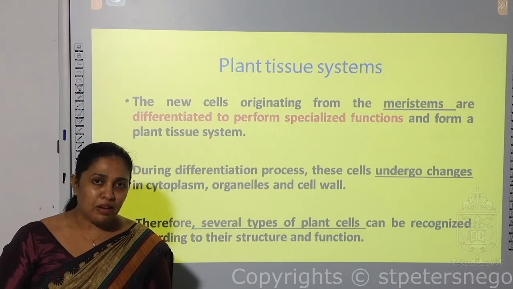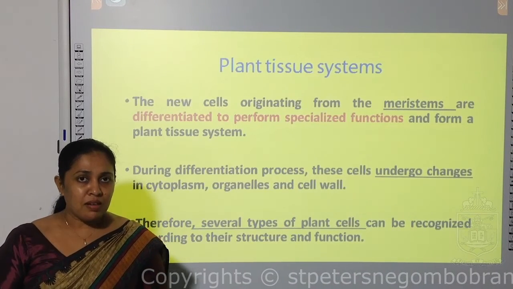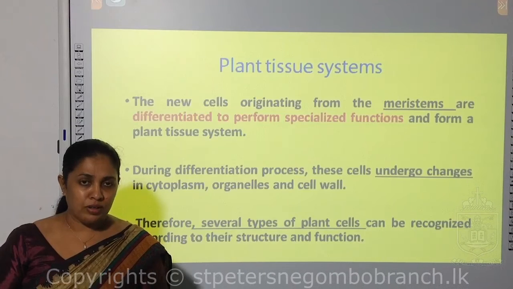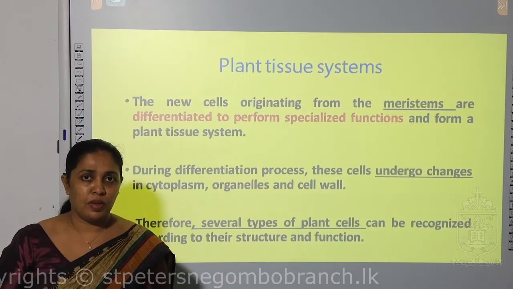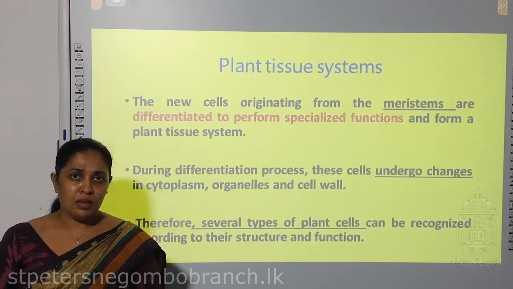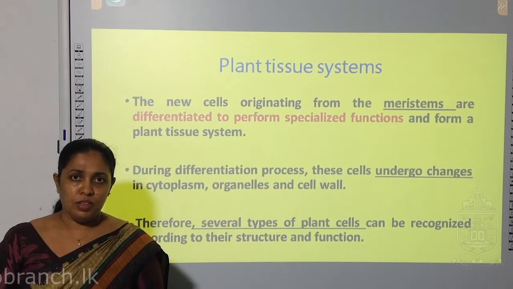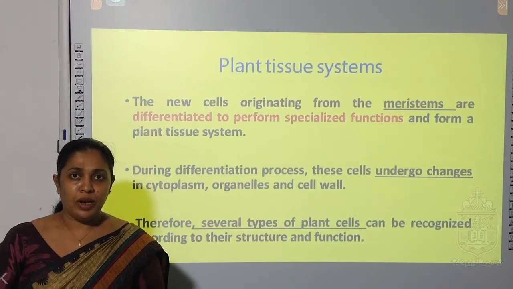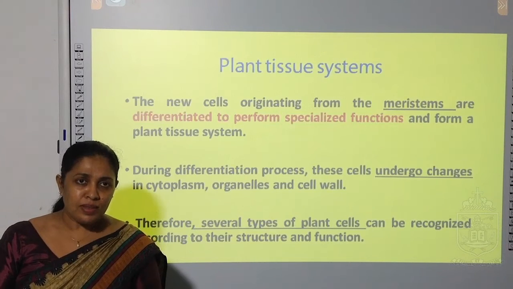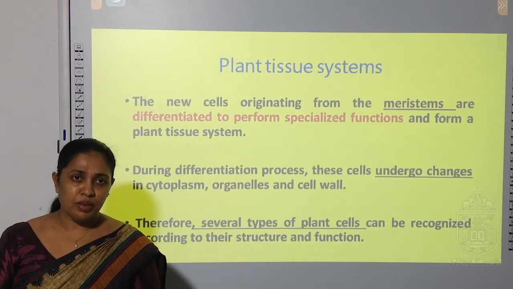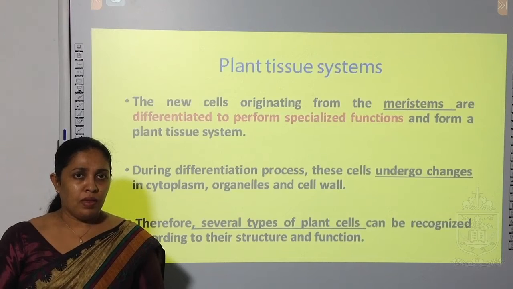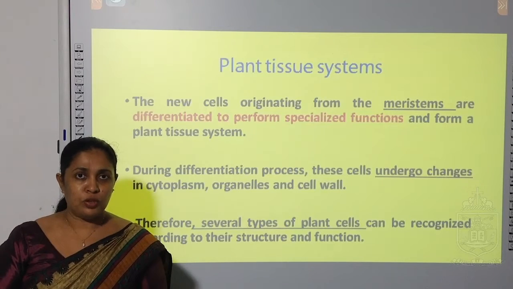When we consider plant tissue systems, they are originated by the meristems. Meristems are another plant tissue system which is capable of dividing. When new cells are arising from meristems, they undergo differentiation.